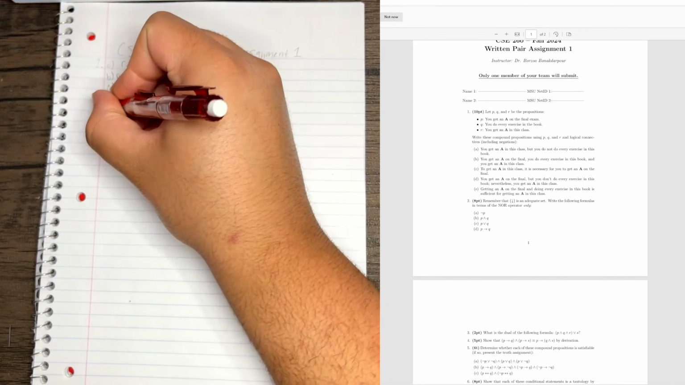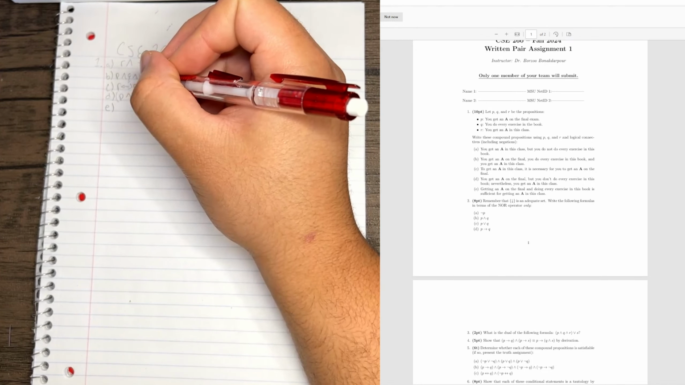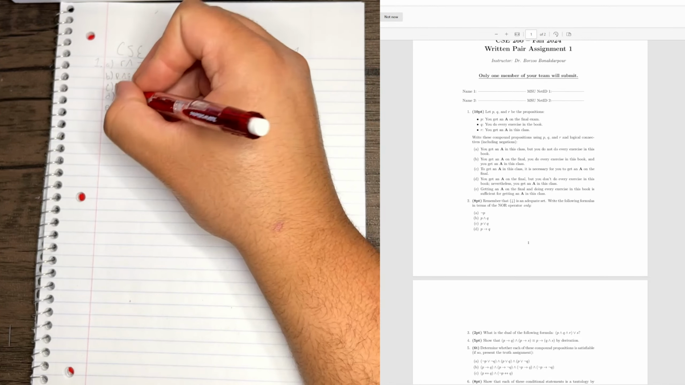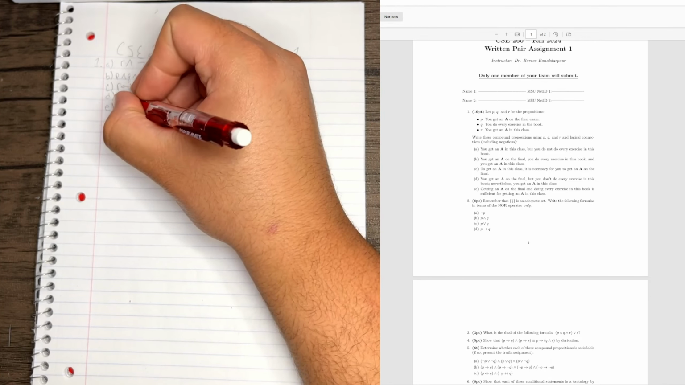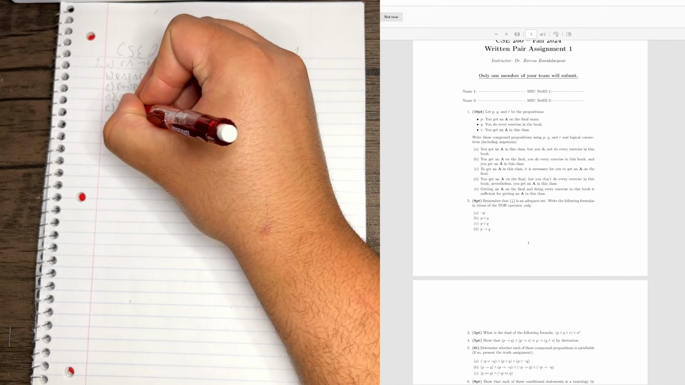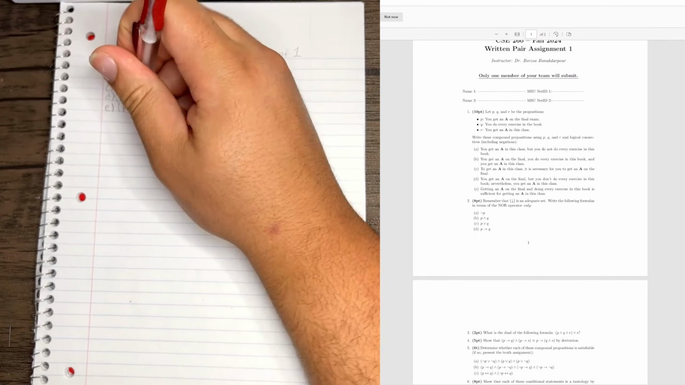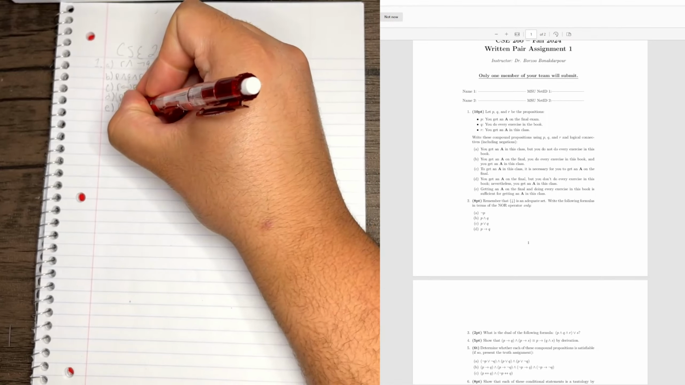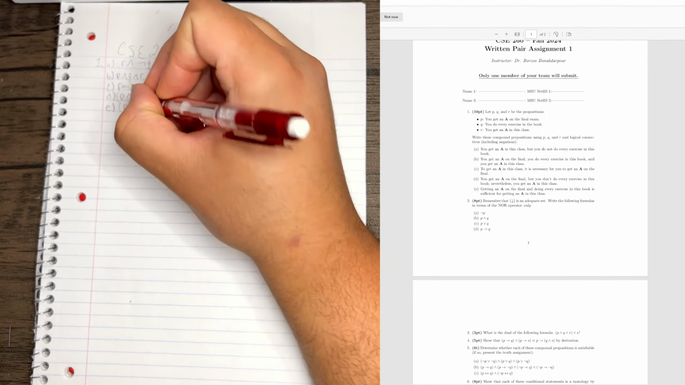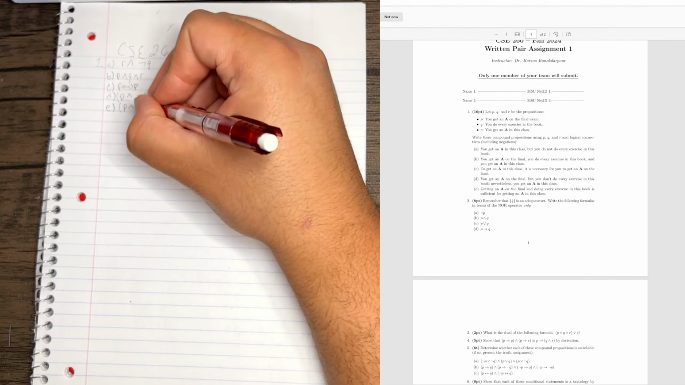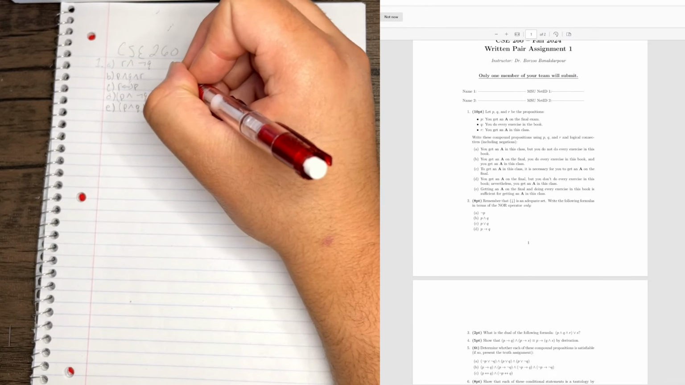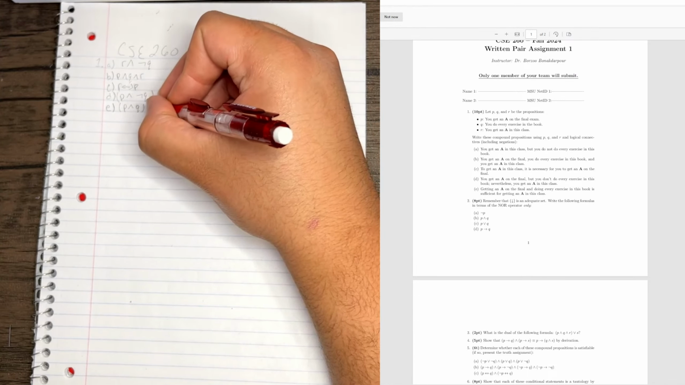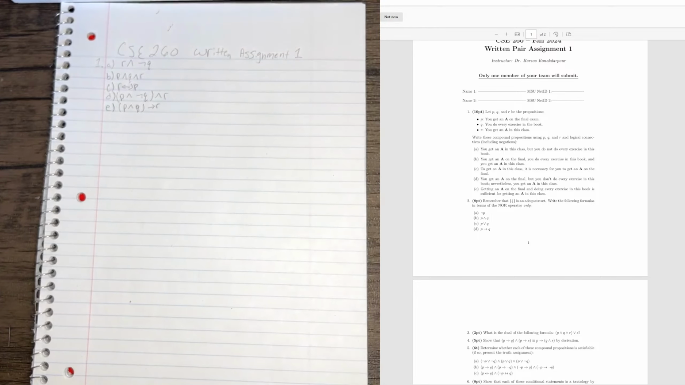And then for E, that one is just an if then statement. P and Q, not R. P and Q, if that, then R. And I feel like that makes sense.